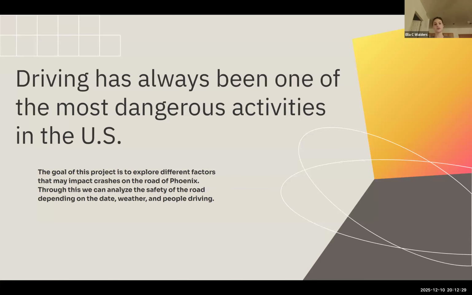My main goal and motivation for this project was how dangerous driving is in the US, and to explore the different factors that impact crashes, specifically more dangerous crashes, depending on things like the date, weather, and people driving, meaning their age, gender, and if they're abusing substances on the road, and other factors such as that.